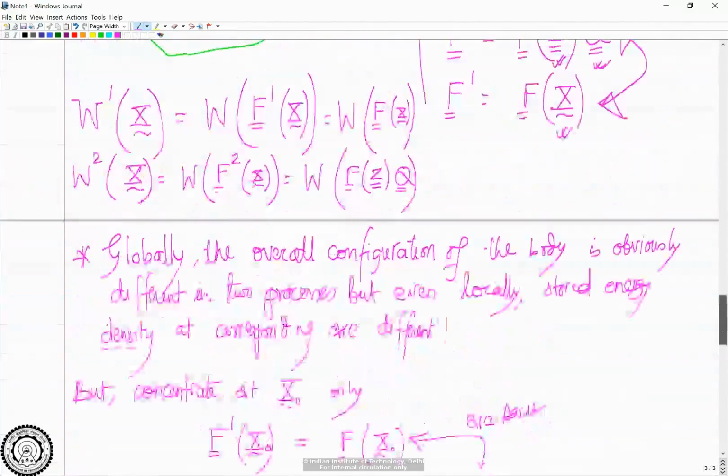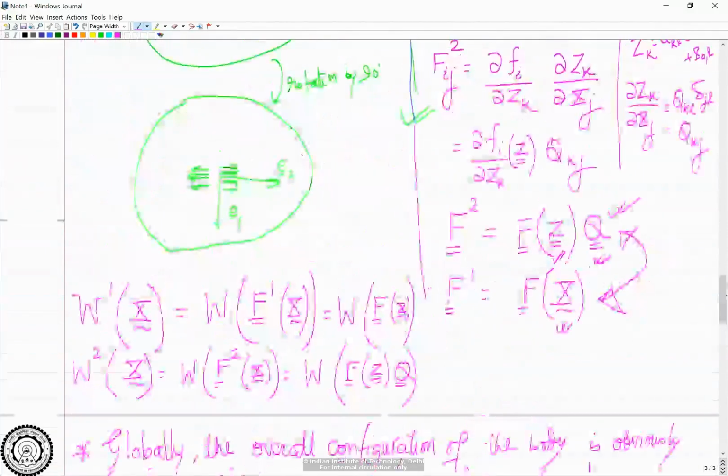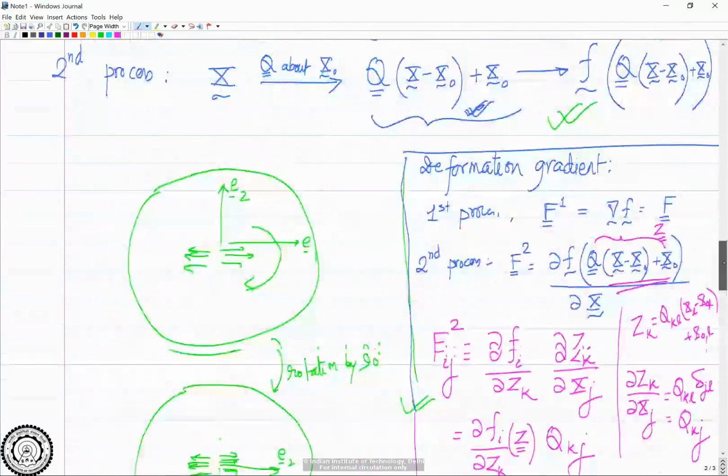All right. Now, we will now come back to physics. Let's look at that deformation again.